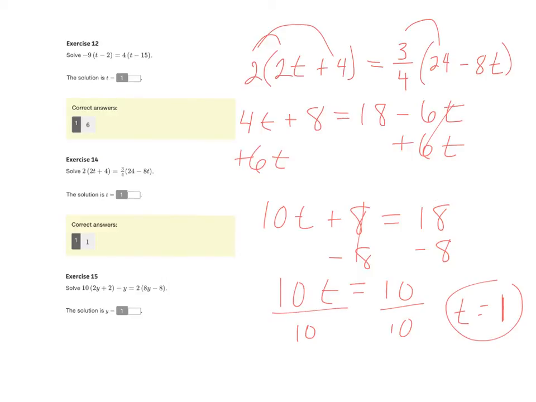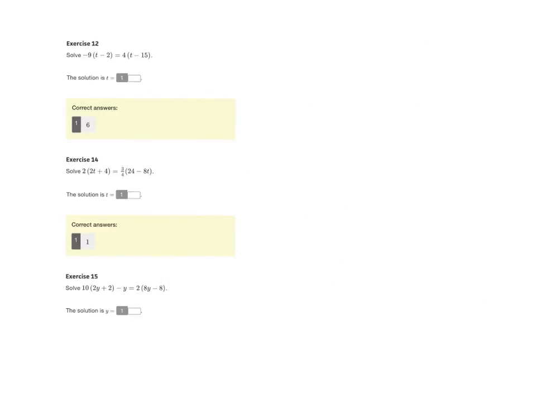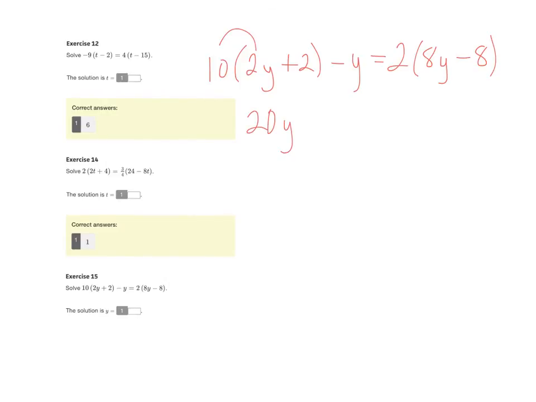Alright, number 15. 15, I've got 10, parentheses, 2y plus 2, parentheses, take away a y, equals 2, parentheses, 8y minus 8. First thing I'm going to do is distribute. So 10 times 2y is 20y. 10 times 2 is going to be 20. Minus y equals 2 times 8y is 16y. 2 times negative 8 is negative 16.